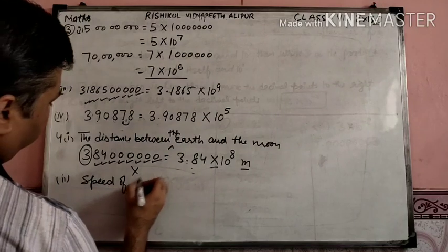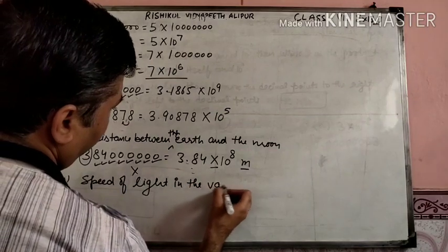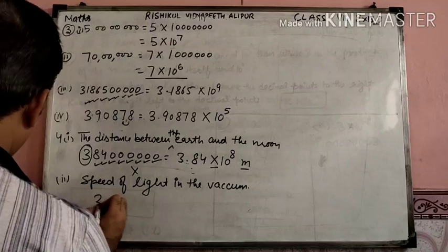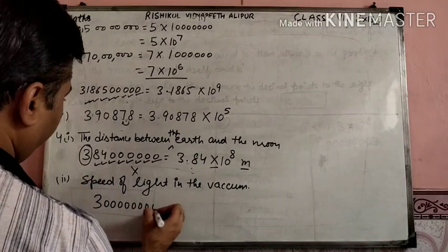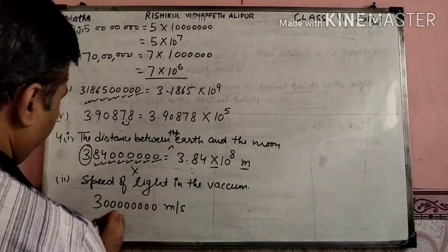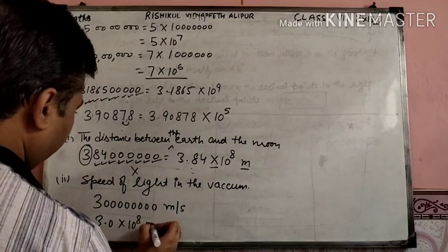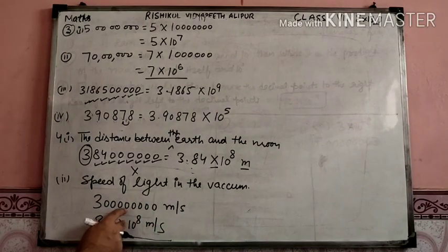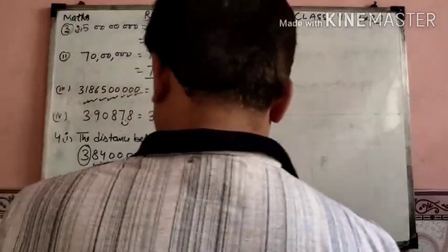Speed of light in the vacuum. So how will you write? It is given 1, 2, 3, 4, 5, 6, 7, 8 meter per second. So it can be written as 3 into 10 raised to power 8 meter per second. You will count 1, 2, 3, 4, 5, 6, 7, 8. So 3 decimal 0, 8, 10 raised to power 8.